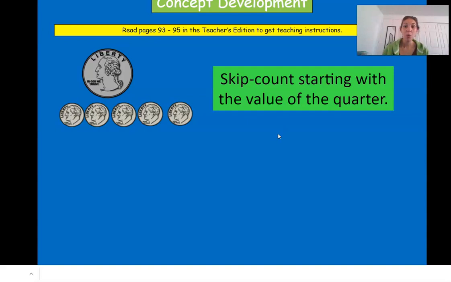All right, let's count this one. This time, we're going to skip count starting with the value of the quarter. And the quarter is worth 25 cents. We're going to start with 25. We have to add 10 more. 25, 35, 45, 55, 65, 75. 75 cents.